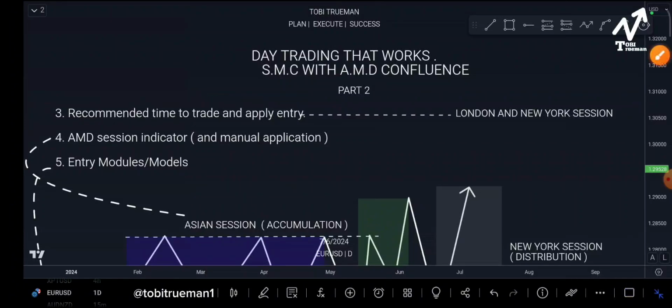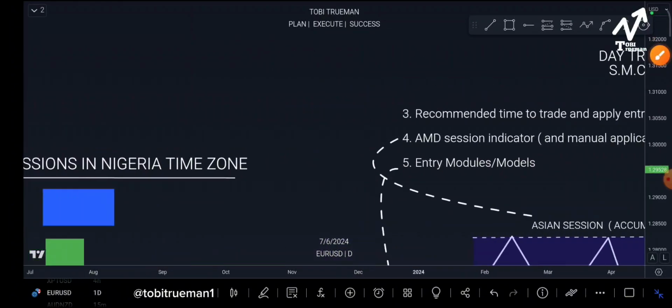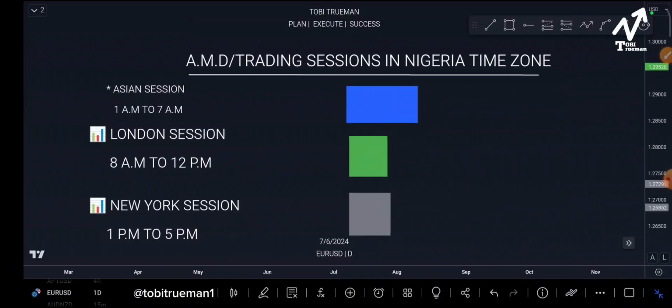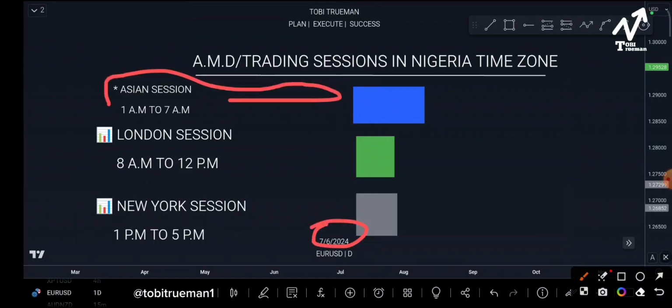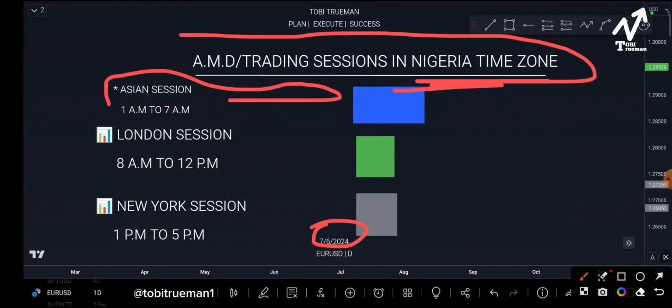On TradingView, the London and New York session indicator comes pre-installed, so you can put it there. But if you want to use it on Derive or any platform that is not TradingView, you can easily mark it out manually. Today is the 7th, and what I'm talking about is mostly for the Nigeria time zone. Using the indicator on your TradingView, in whatever country you are, you can easily get it.